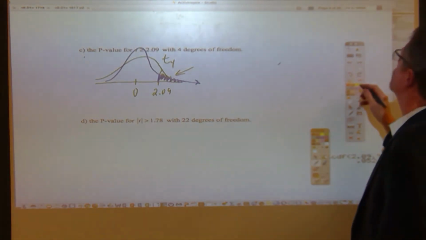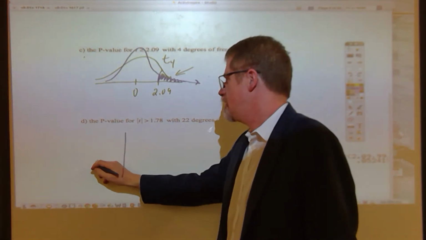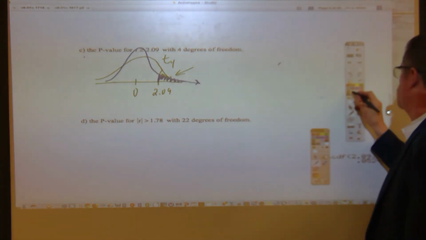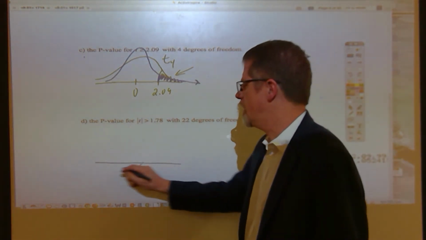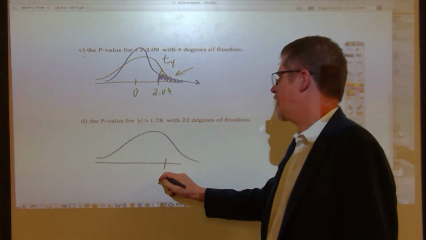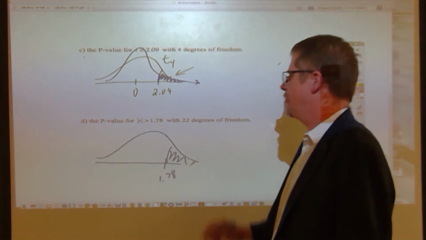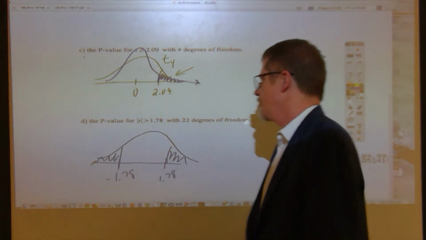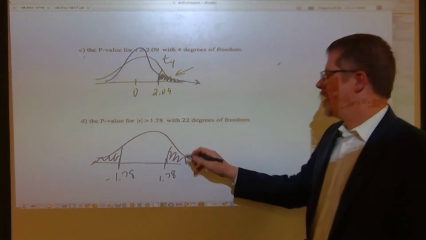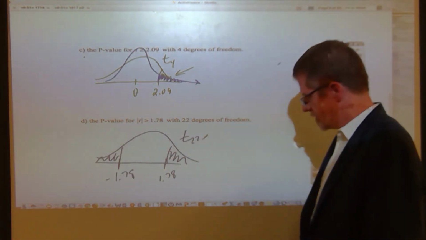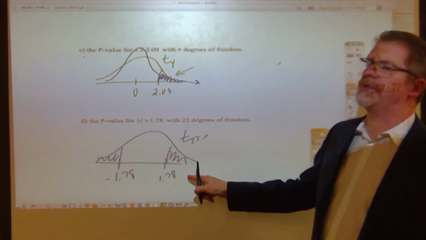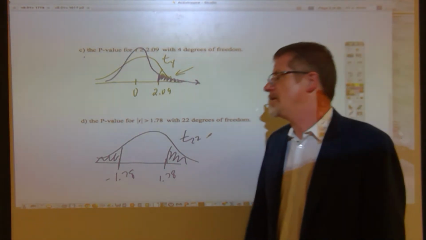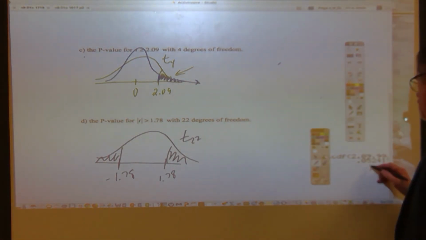Then this last one, we've got absolute value of t is greater than, what am I doing? I've been teaching calculus for too long. I put in a vertical axis there. It's only a horizontal axis. The absolute value means we got 1.78 into the right, or it could be negative 1.78 into the left. So let's find this right area on the t sub 22 distribution and multiply it by 2. Just find this thing with 22 degrees of freedom, multiply it by 2. That should be the answer to letter D.